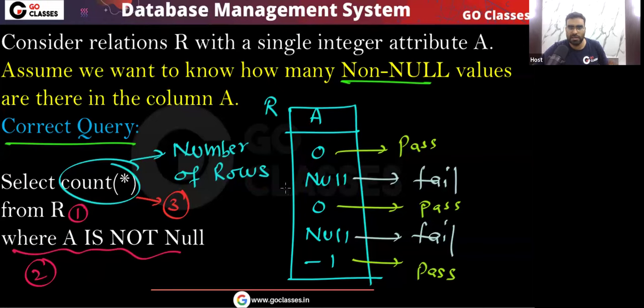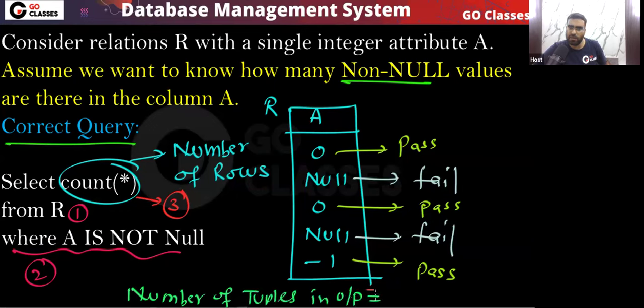Okay. Is this clear? So for this query, how many tuples are in the output? Number of tuples in the output, what will that be? That will be 3. Okay, clear? Let me know. So very simple.